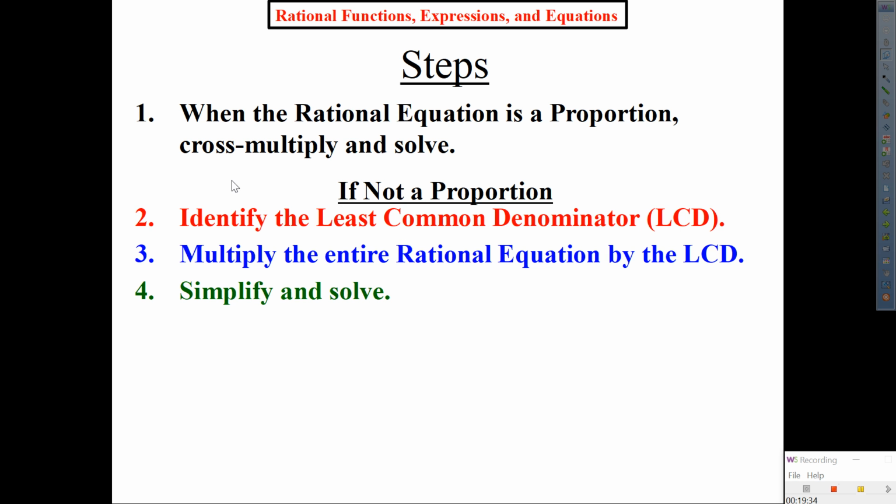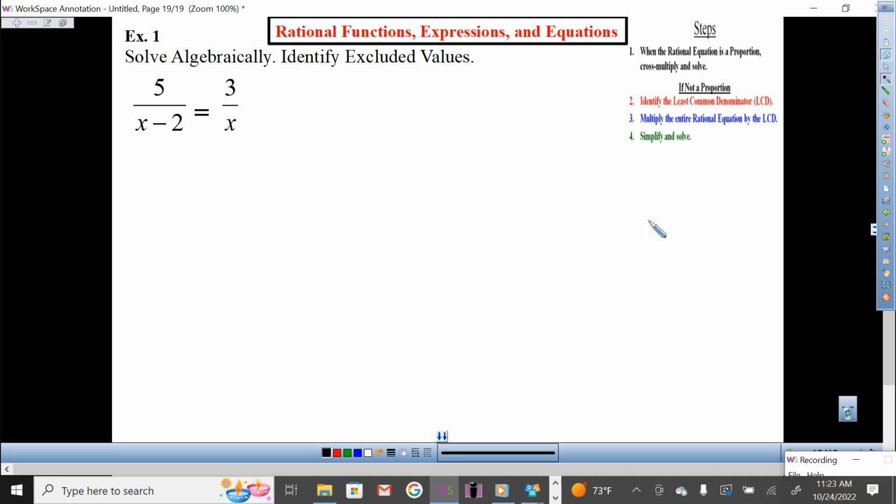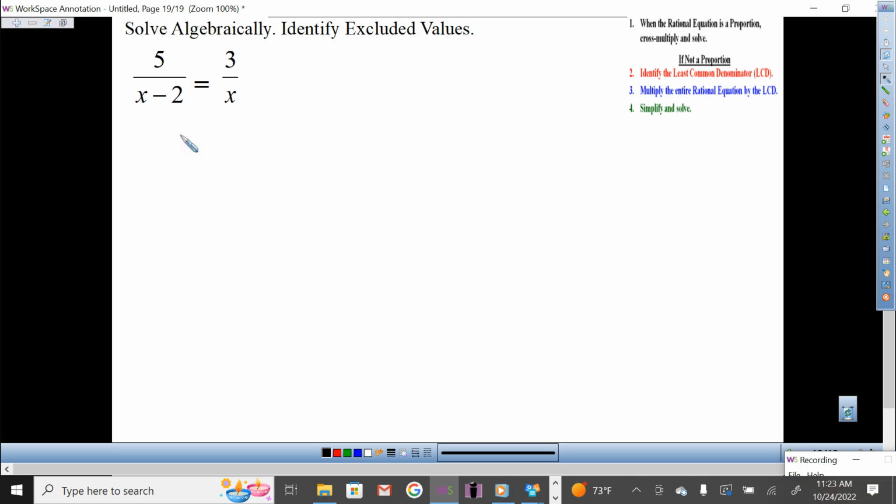All right, example 1. Copy this, please. We have 5 over x minus 2 equals 3 over x. The instructions are solve algebraically and identify excluded values. Let's go. By looking at it, tell your neighbor, is this a proportion, yes or no? Why or why not? Talk it over with your neighbor.